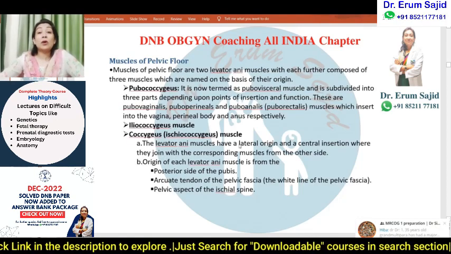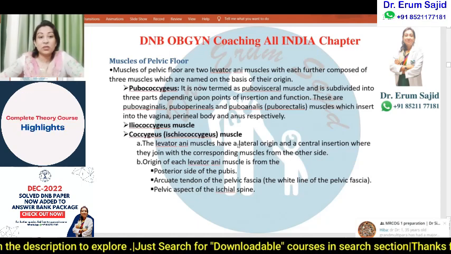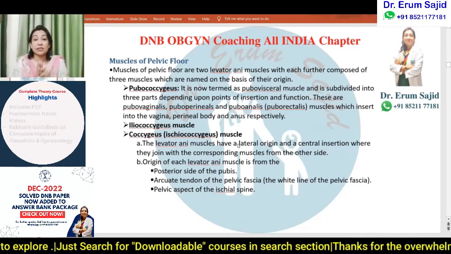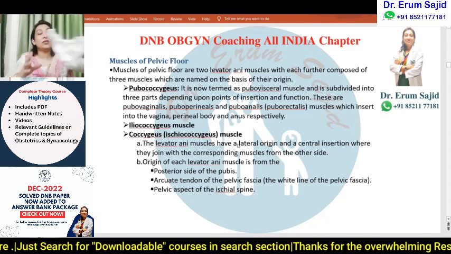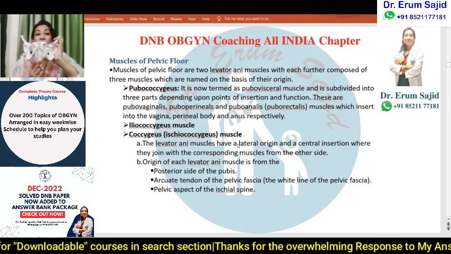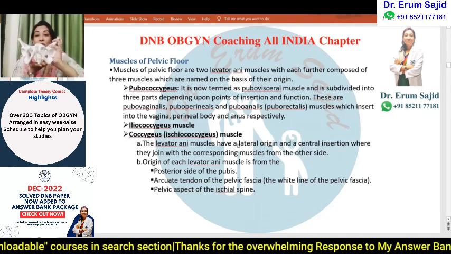And now we'll be talking about the muscles of the pelvic floor. So there are two levator ani muscles, with each further composed of three muscles. So you have the pubococcygeus. Do you understand now? This is the pubis, okay, and this is the coccyx, right? So the muscle runs from here to here, roughly.